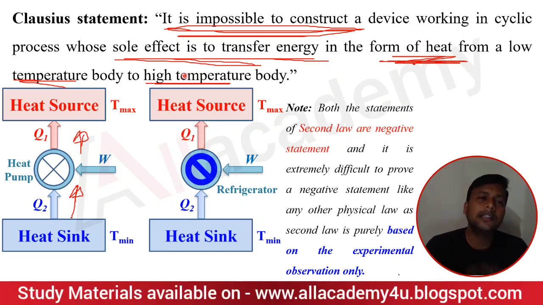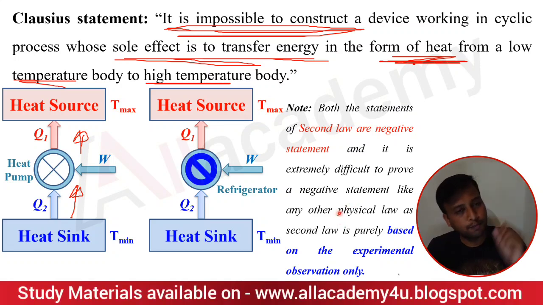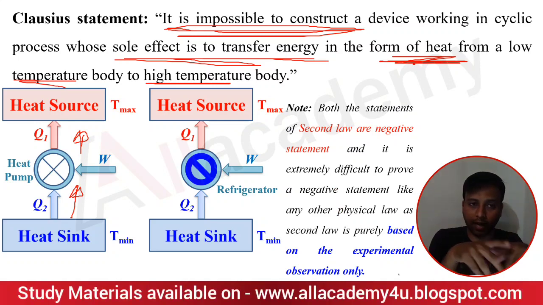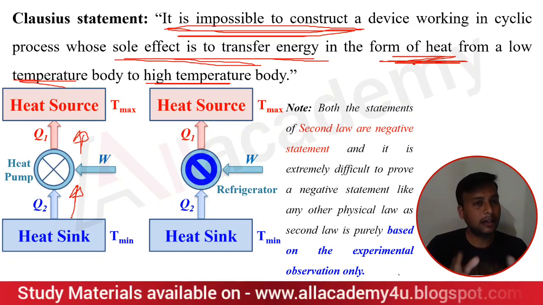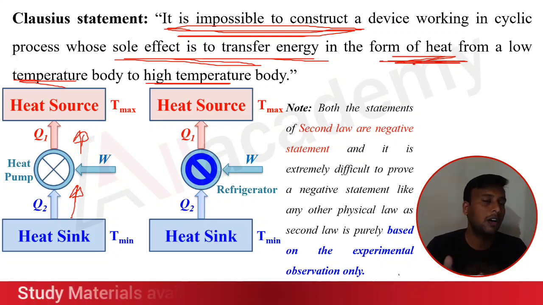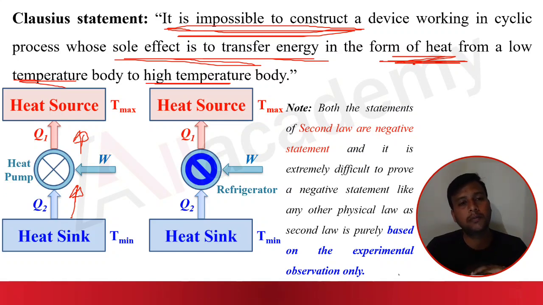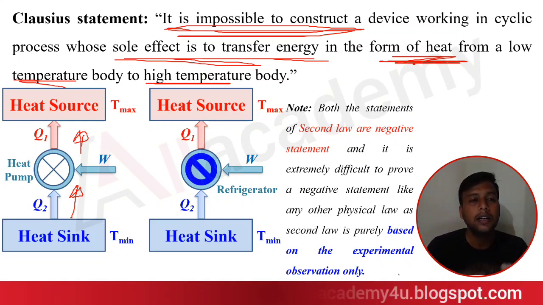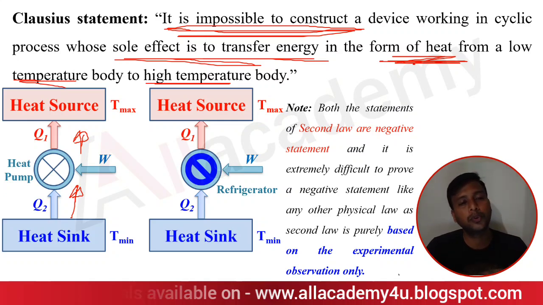Both the Kelvin-Planck statement as well as the Clausius statement are negative statements, and it is extremely difficult to prove a negative statement, unlike other physical laws. The second law is purely based on experiment. We already discussed this in the first introduction class in this module. Unlike a mathematical model or a physical model, the second law is purely on an experimental basis. So it is difficult to prove the negative statements.